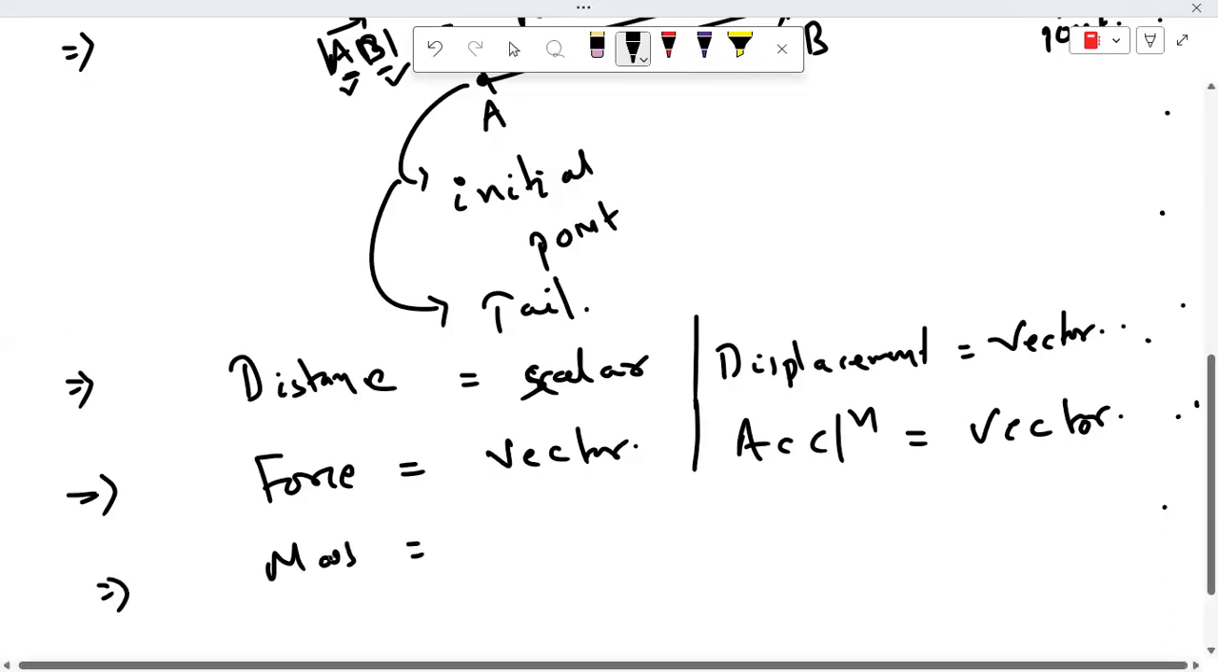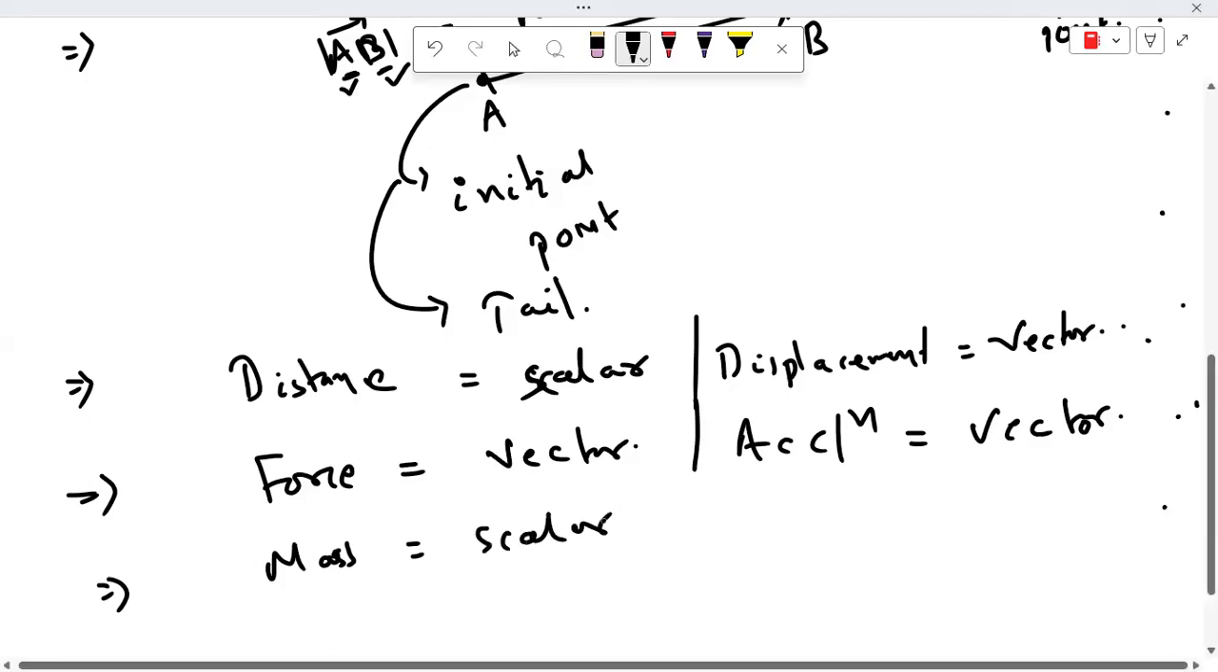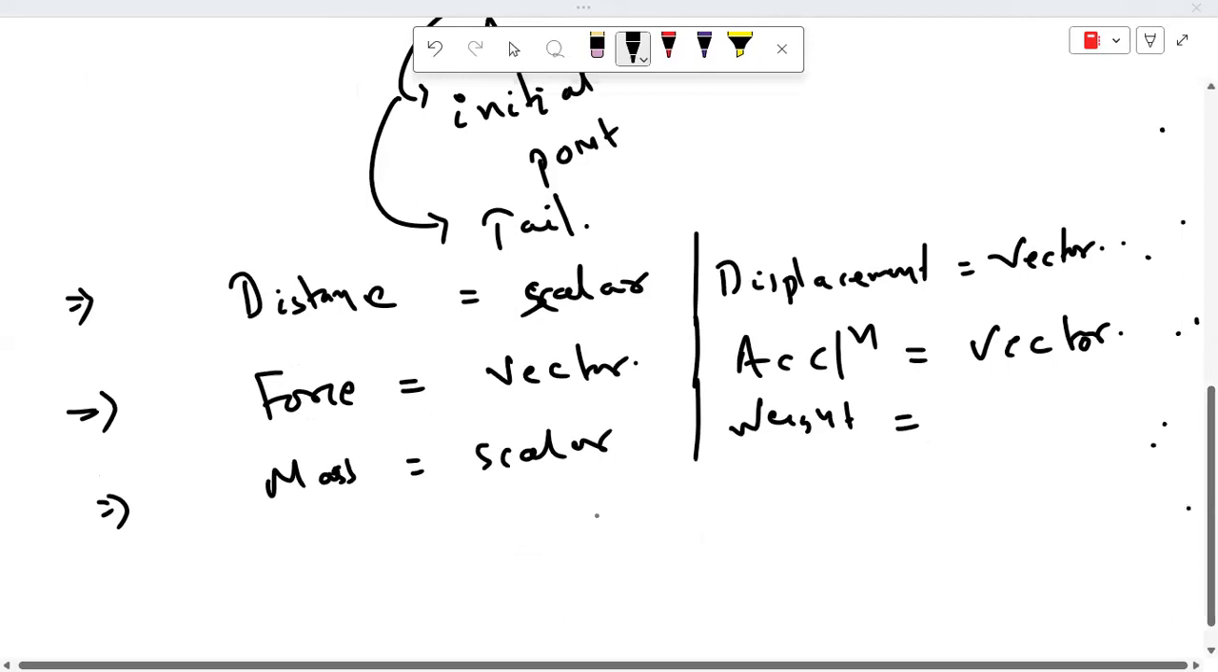Mass. Scalar. Okay, Zara. Scalar. What about weight? Vector. Rishita, Zara. Vector.